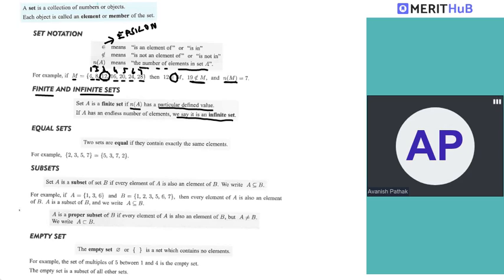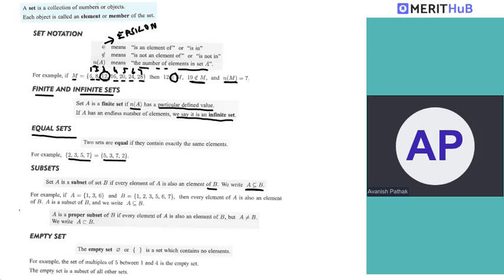Very important: two sets are said to be equal if they contain exactly the same elements. For example, you can see this 2 3 5 7, and this is 5 3 7 2. Although the numbers are jumbled, they contain exactly the same elements. So these are called equal sets. What is a subset? Set A is a subset of B if every element of A is also an element of B. So we write it as, that's the notation for the subset.